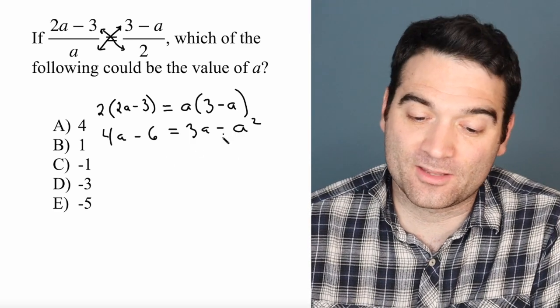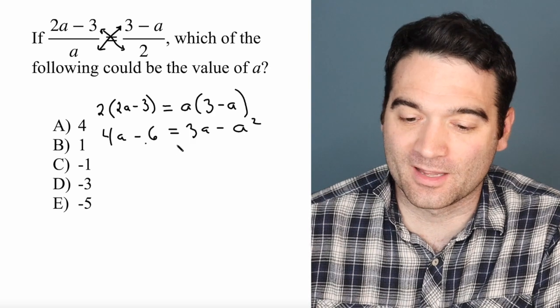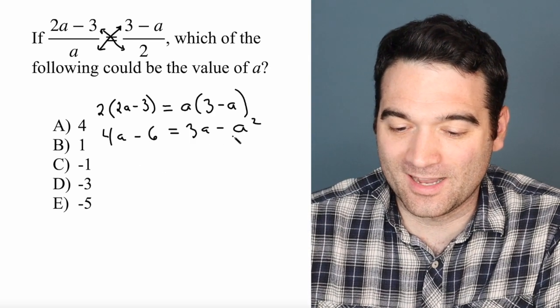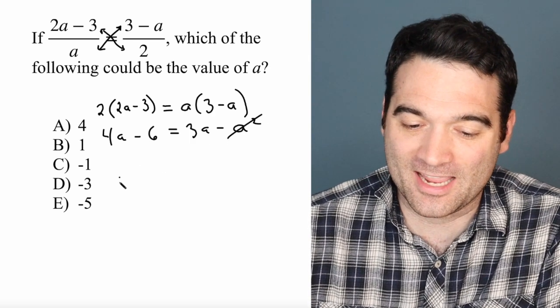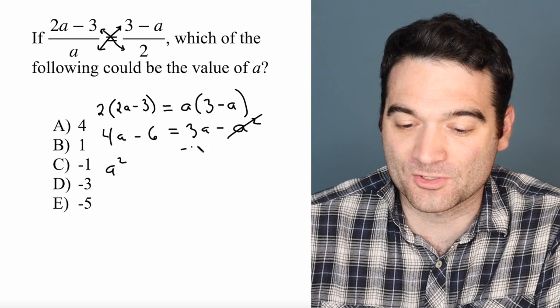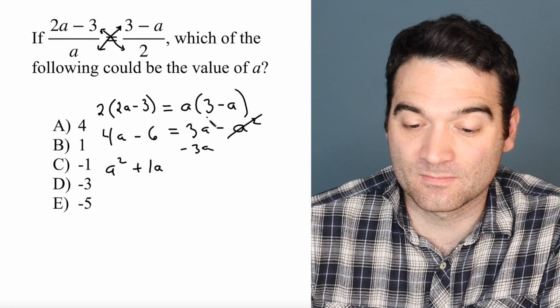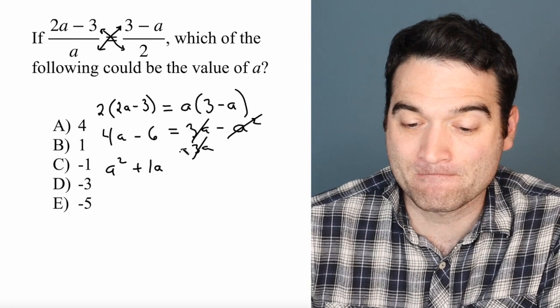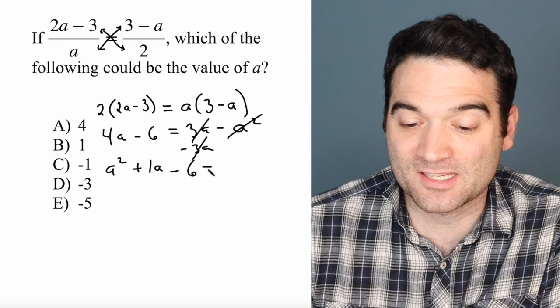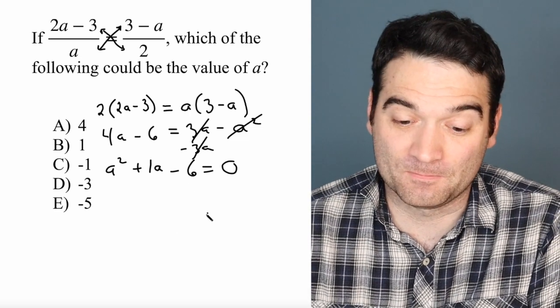So let's combine like terms here. And we're going to move everything over to the left side. So I'm going to move a squared over to that side by adding a squared. I get a squared. I'll subtract 3a. So that's plus 1a, because I'm subtracting 3a from 4a. And minus 6 equals 0.